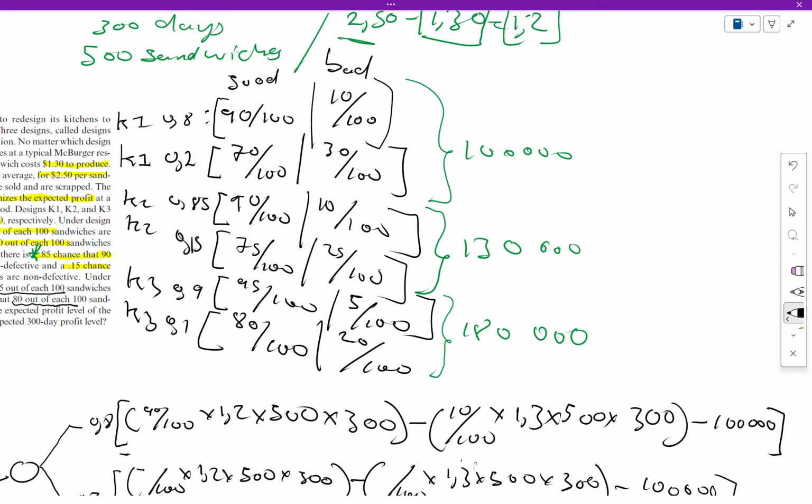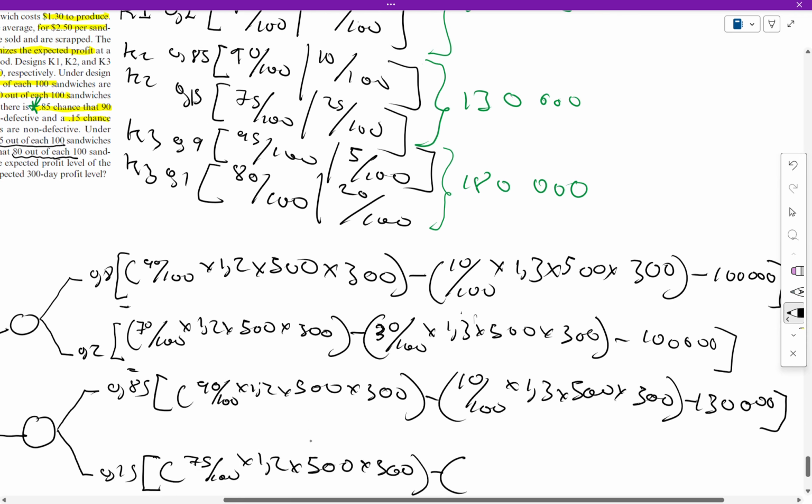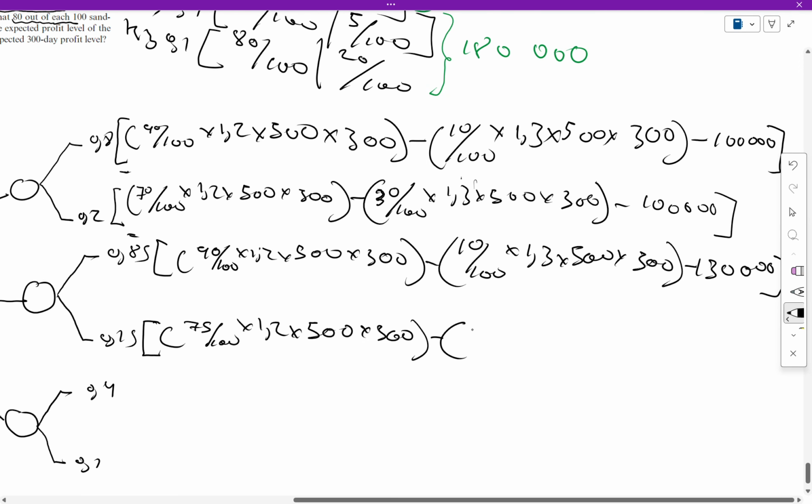Then 70, 80. Right. So now here we are having 25 over 100 multiplied by 1.3 multiplied by 500 multiplied by 300, close bracket, minus 130. Right, then obviously we'll have to close that big bracket there.